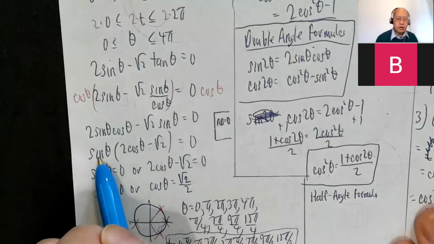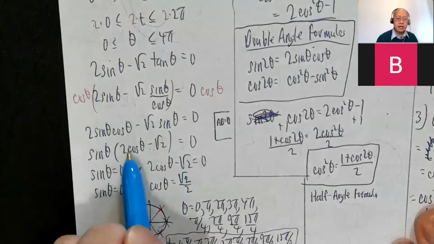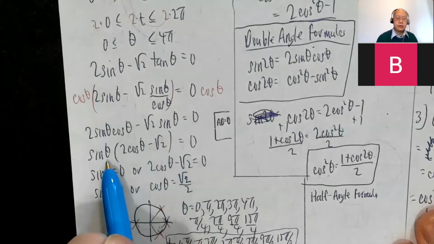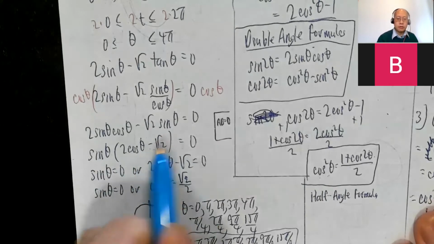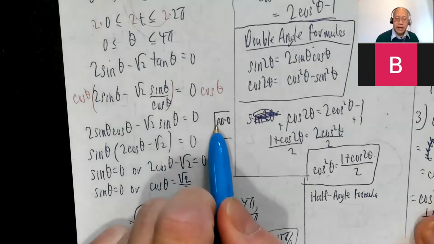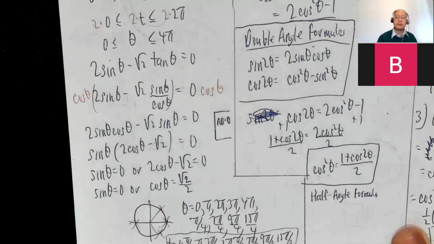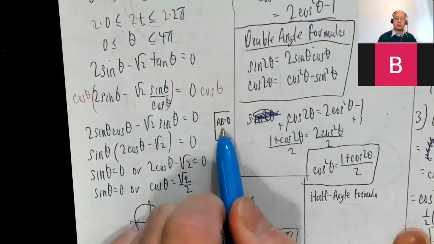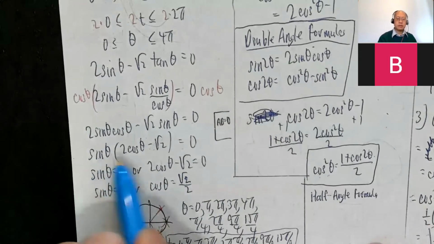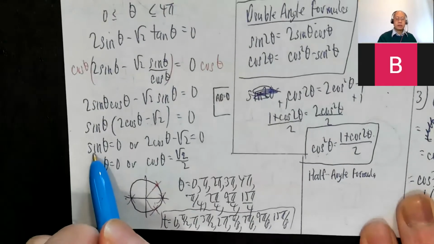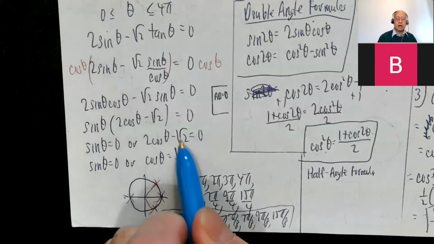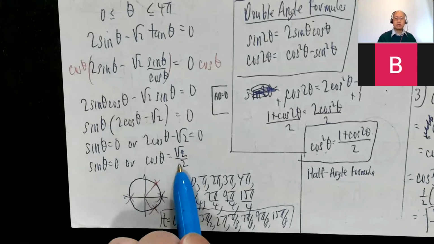So now, after factoring out sine of theta, I get this. So either this one is 0 or this one is 0. Sidebar: you have a times b equals 0. Remember from algebra, if a times b equals 0, then either a is 0 or b is 0. So I either make this one 0 or this one 0. So sine theta equals 0, a little bit of algebra. Cosine theta is radical 2 over 2.